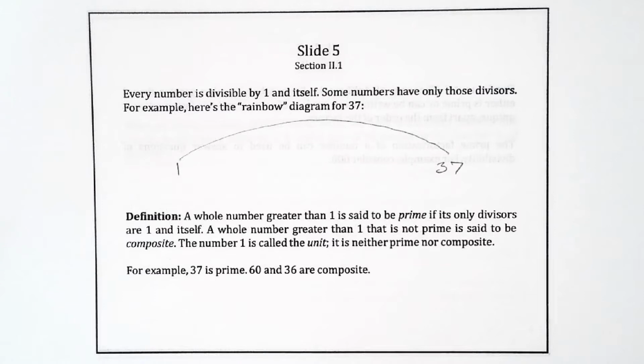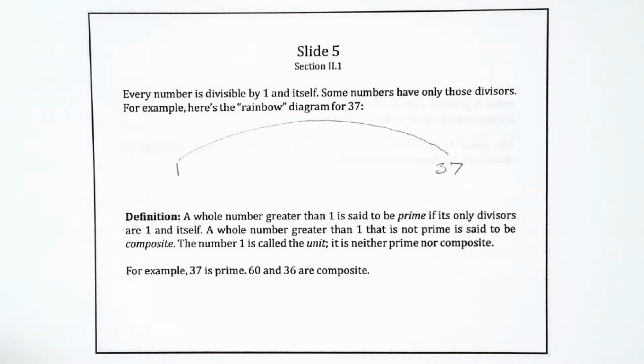So a whole number greater than 1 is called prime if, like 37, its only factor pair consists of 1 and itself. A whole number greater than 1 that's not prime is called composite. Composite just means not prime, but of course what that means is that it has more factor pairs than just 1 and itself. The number 1 is called the unit. It is neither prime nor composite. So just remember, 1 is not prime. If you forget that, that'll confuse you on things later on. So for example, 37 is prime, 60 and 36 are composite.